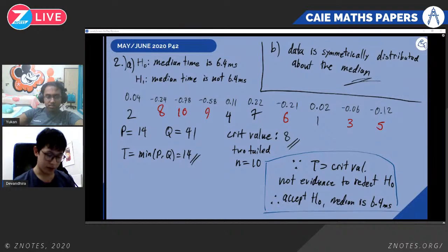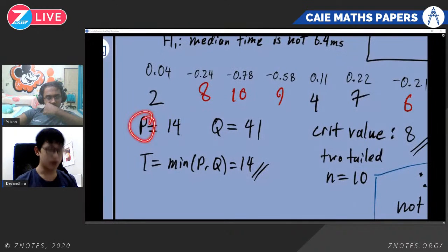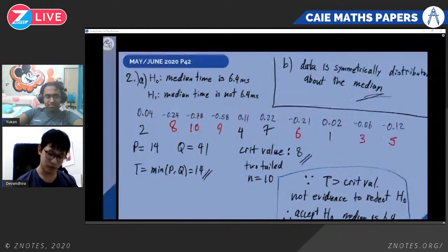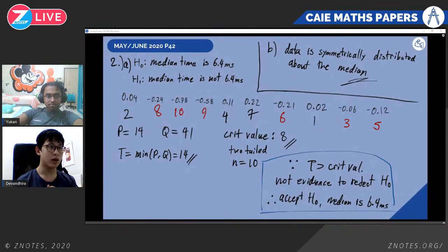Now here's the thing. We let P be the sum of ranks for the positive differences, while Q will be the negative differences. So how do I get P equal to 14? That'll be 1 plus 4 plus 7 plus 2. For Q, that'll be for the negative differences, so I have to add 8 plus 10 plus 9 plus 6 plus 3 plus 5, and you should get 41.